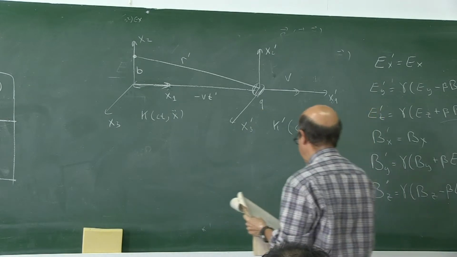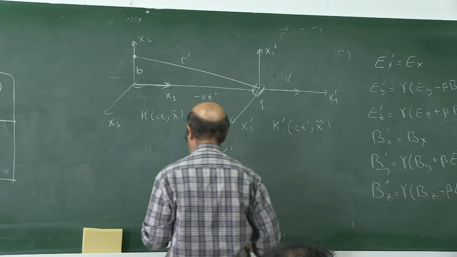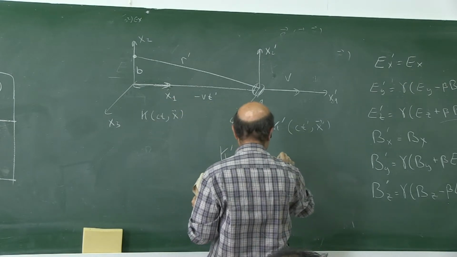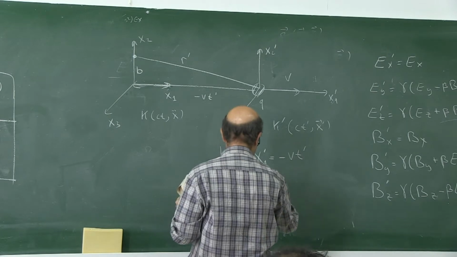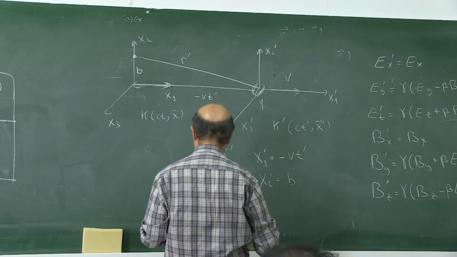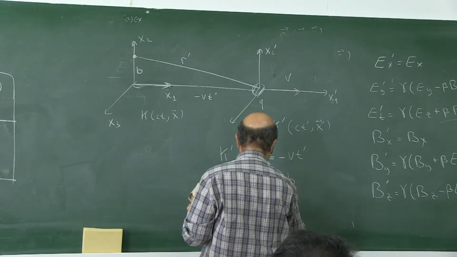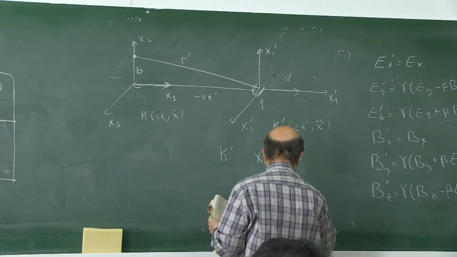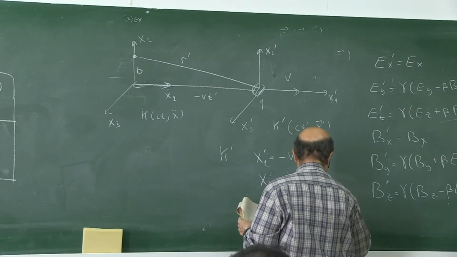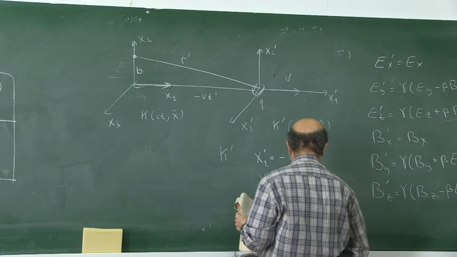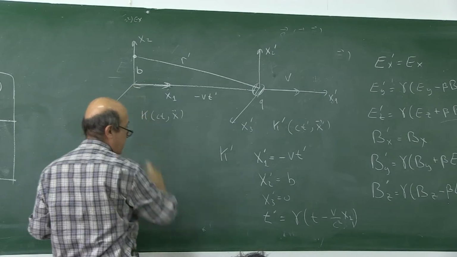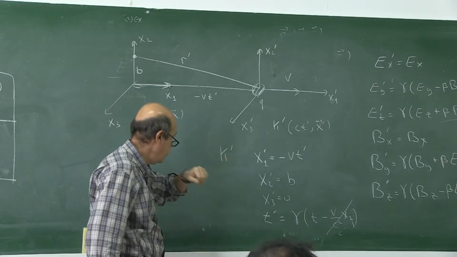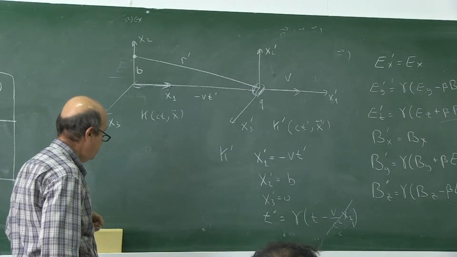So with respect to the k prime observer, the situation is the following. x1 prime, the x component, is minus vt prime. x2 prime is b, and x3 prime is 0, and time is gamma times t minus v over c square x1. But x1 is 0, so that is 0. So these are the coordinates seen by the moving observer.